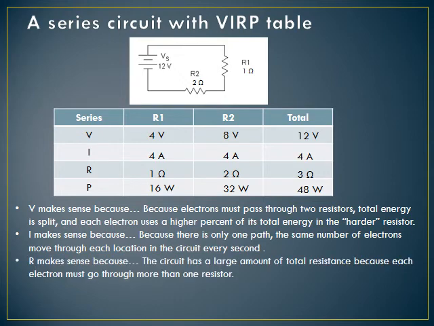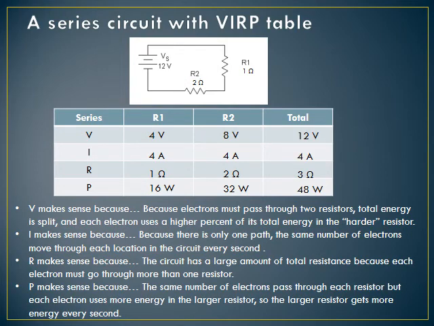The resistance values all make sense because the total circuit has more resistance than the individual resistors, because each electron has to go through more than one resistor. So it's a tough school day. And the power makes sense because more power is used up at the larger resistor.